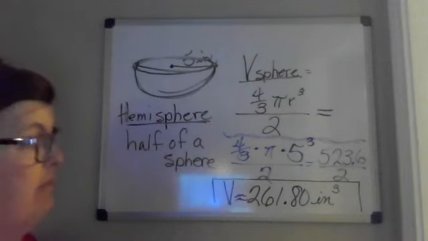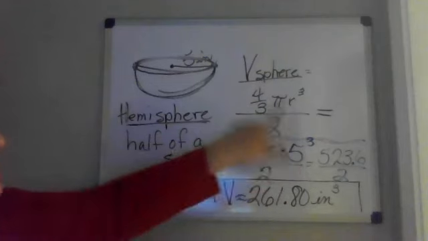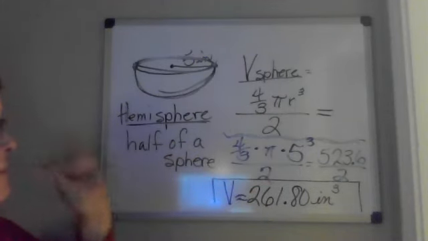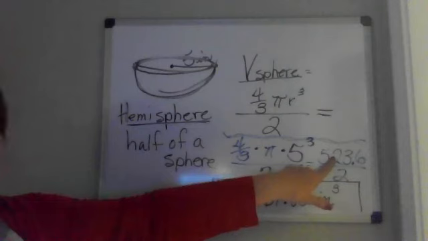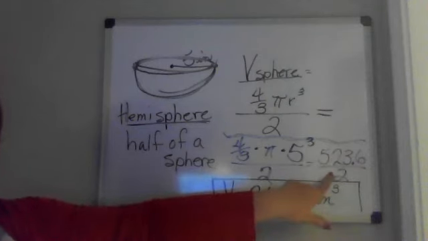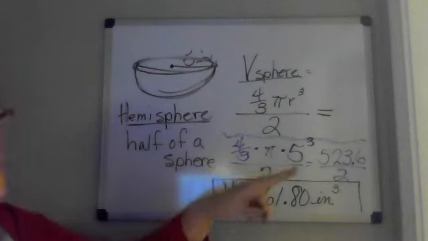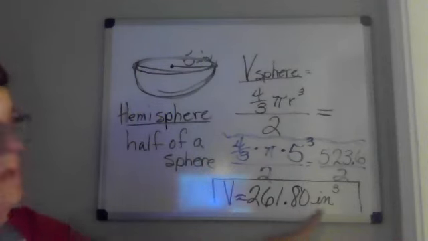Now be very careful about remembering to divide by 2 for a hemisphere, because there's a very good chance that they'll give you this number as a possible answer because they think you might forget to divide by 2. But it's only a half of a sphere, so you have to divide by 2, and this would be the correct answer.